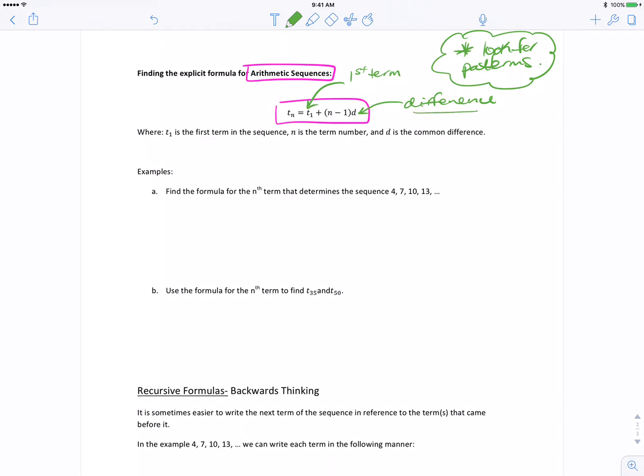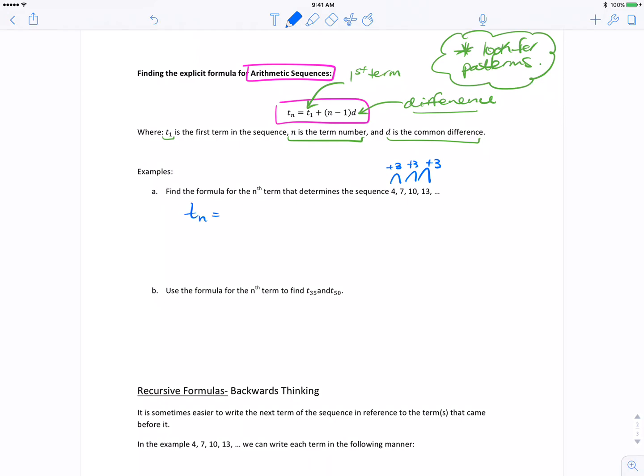Okay. T1 we said is our first term, n is the term number, and d is the common difference. So here's our first example, which will help us learn this. Find the formula for the nth term that determines the sequence of 4, 7, 10, 13. Well, if I look at the difference, I can see that I'm adding 3 every single time, which means that's going to be my d value.